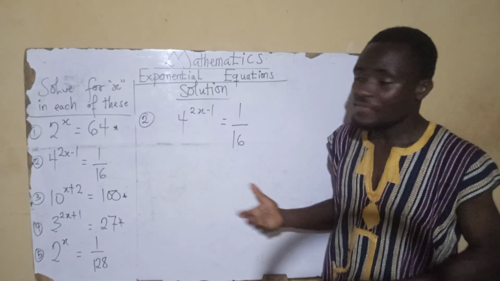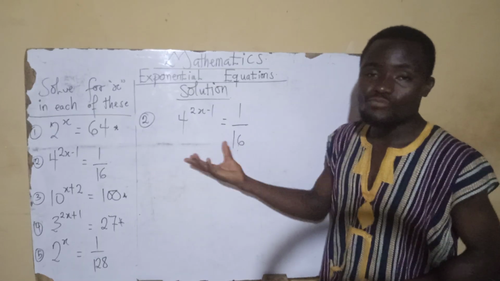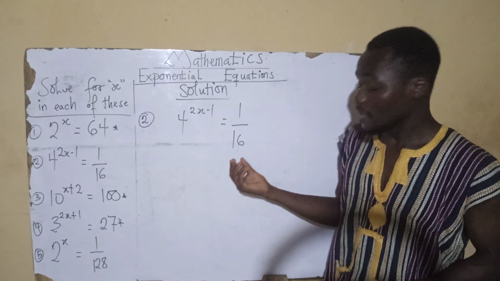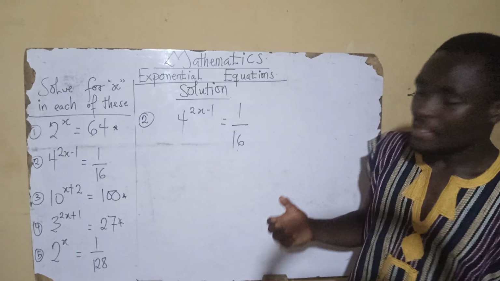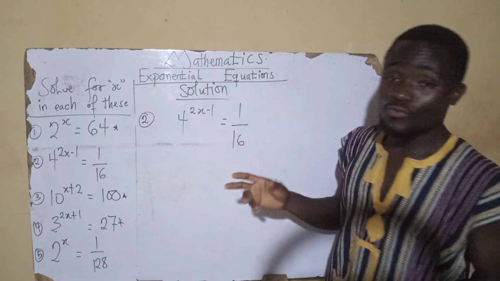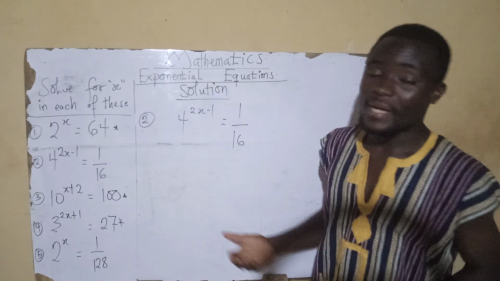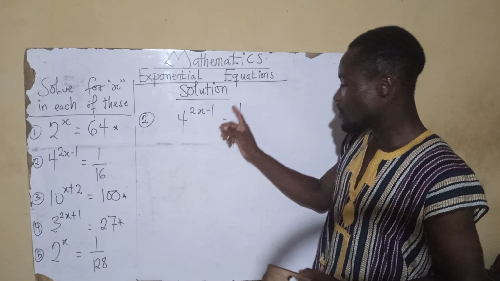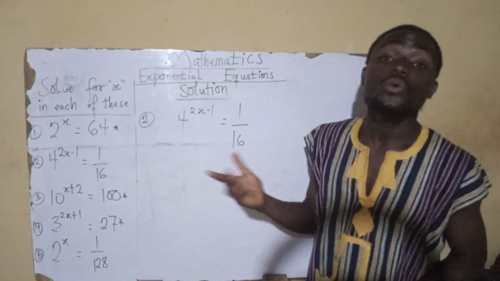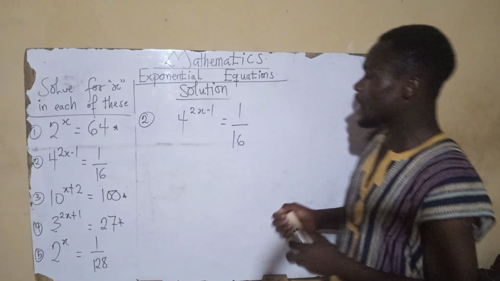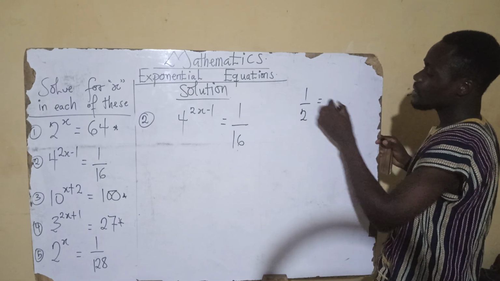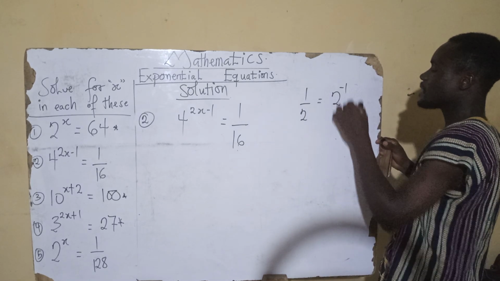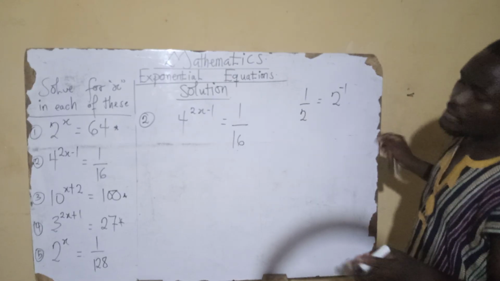X. Please have it in mind that when you see any problem like this in an examination, we always need to make sure that we change the fraction to become what? A whole number. Have it in mind that we can convert this to become a whole number. Now, in mathematics, if I have 1 out of 2, this is the same as 2 power negative 1. Are you following? Very good.